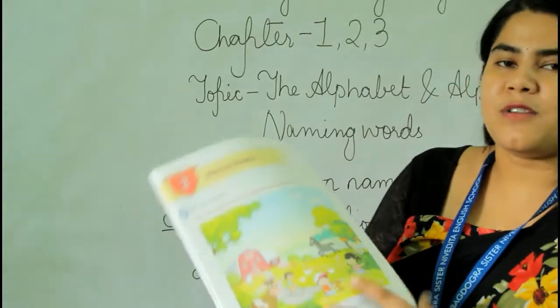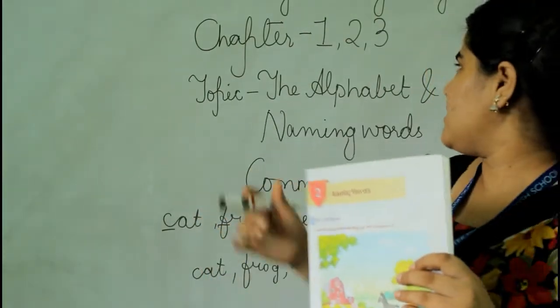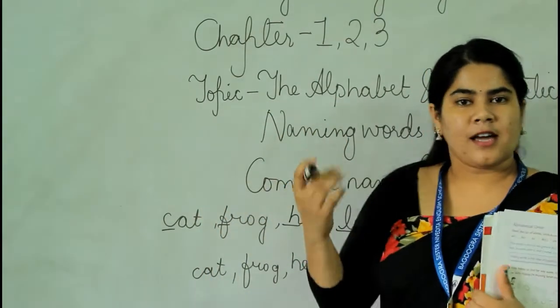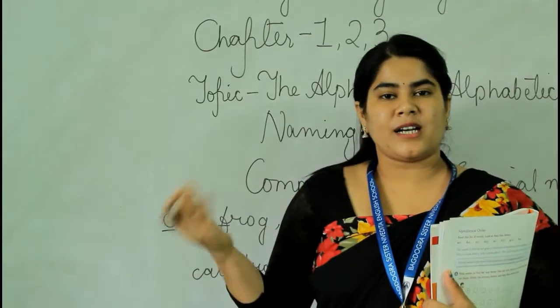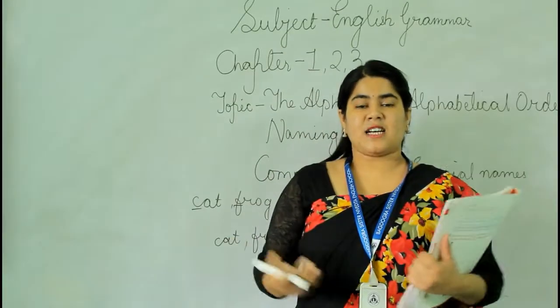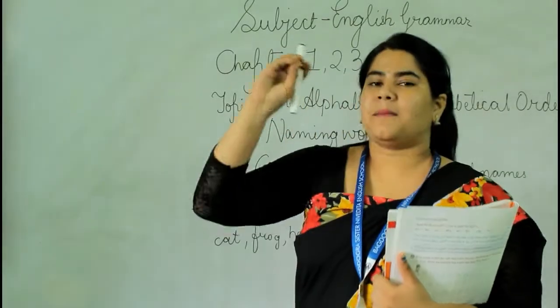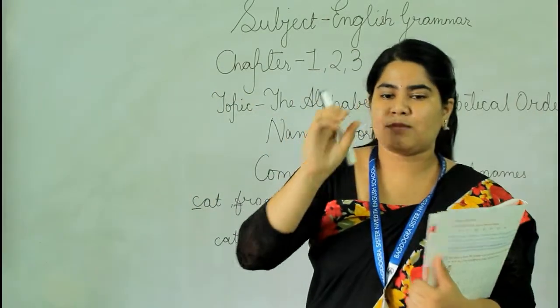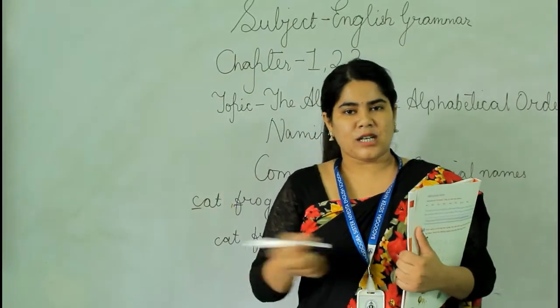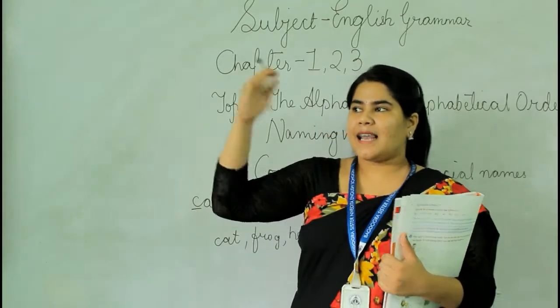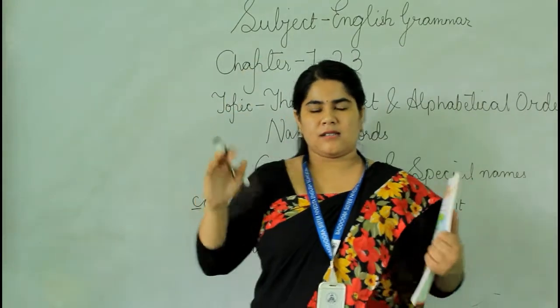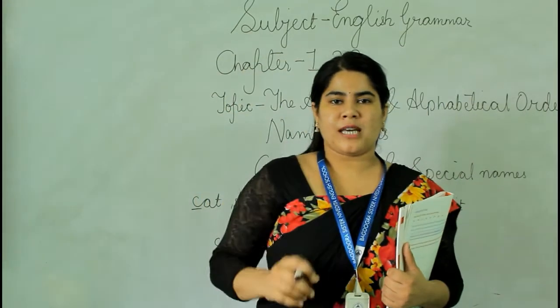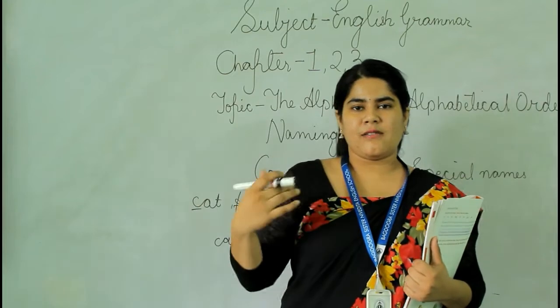So now we will move on to chapter number 2, that is naming words. Very simple naming words. What are naming words? The names that are given to each person, place, animal, thing, anything. All the things that we see around us have some name. Like right now, if you look around yourself, what will you find?